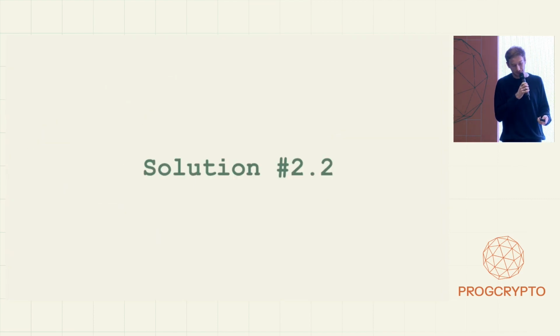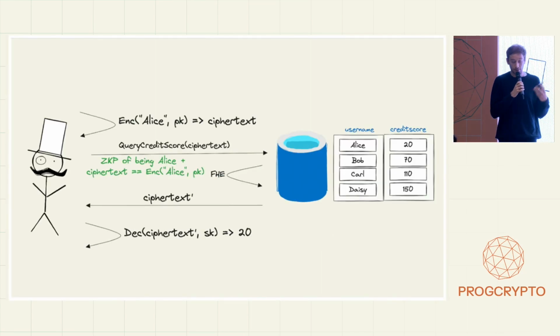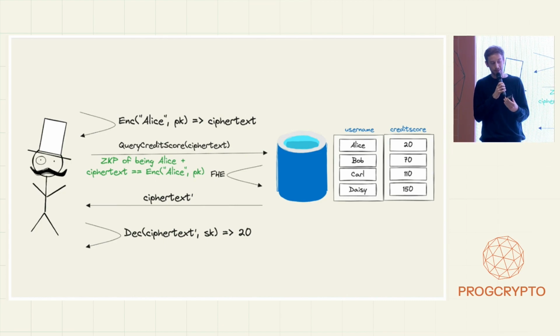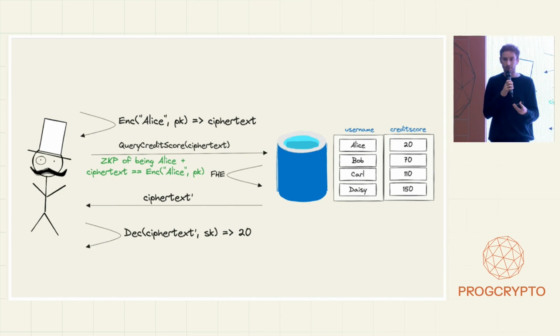So this is the second solution and the actual definitive solution. We modify the ZKP differently. Now, together with the query, the person performing the query will send the ZKP of being Alice, and that the ciphertext is actually equal to the encryption of Alice under some public key. As this is a zero knowledge proof, the data provider will not be able to tell what the username is, but it will be able to authenticate the one performing the query.